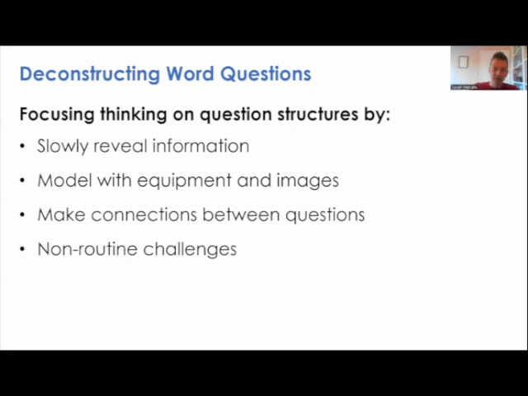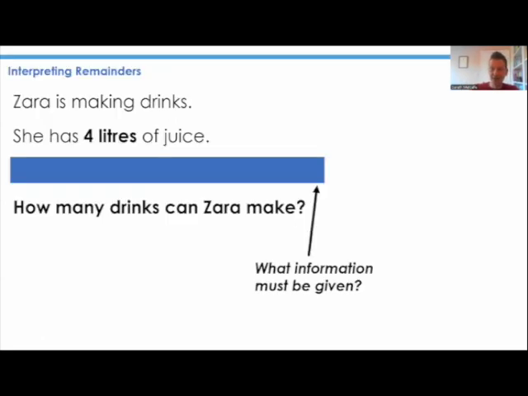So I want to start off by thinking about, what do I mean by these 4 principles? What can they look like? And I find it easy to do that with examples. So slowly revealing information in a question. Zara is making drinks. She has 4 litres of juice. Some information is hidden. How many drinks can Zara make?